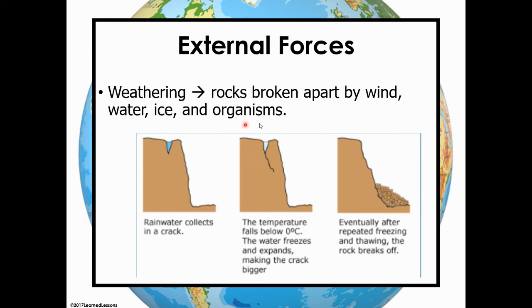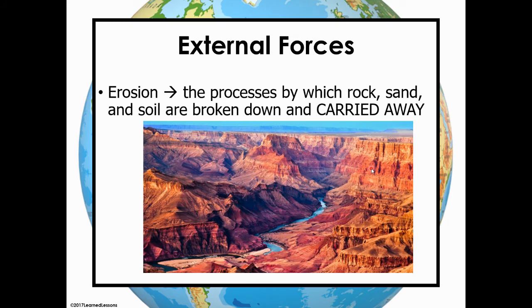Now, weathering is just when the rock is broken down. Okay, it's broken down. Erosion is when it's broken down, but then it's carried away. Okay, so that's a very important distinction. That's a very important difference. Now, this is a picture of the Grand Canyon, and the Grand Canyon was formed completely by erosion. All of this used to be flat, but you have this river here that used to be much more powerful, and it broke down this rock, it ran against it, and it broke it all down, and then it carried it away.